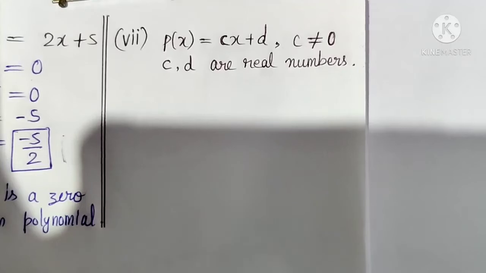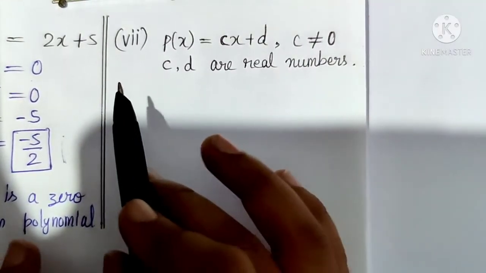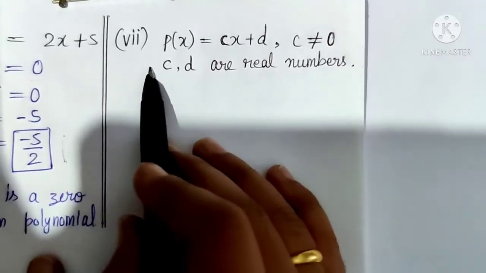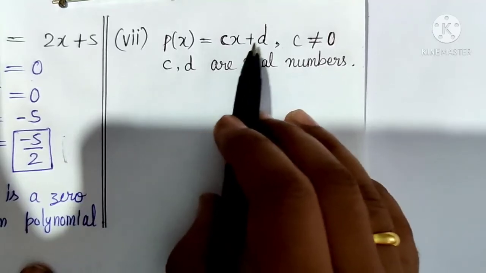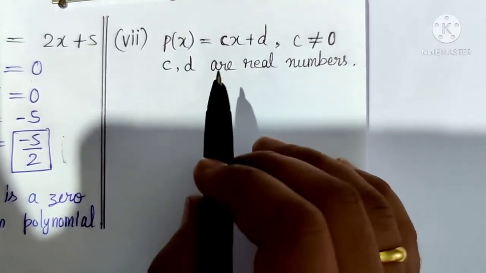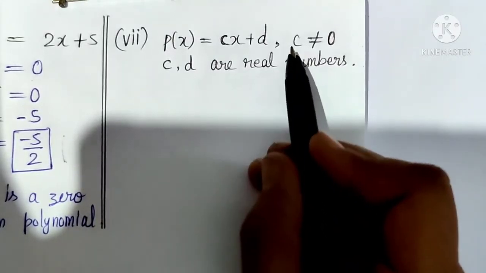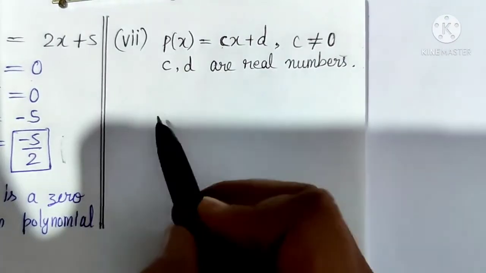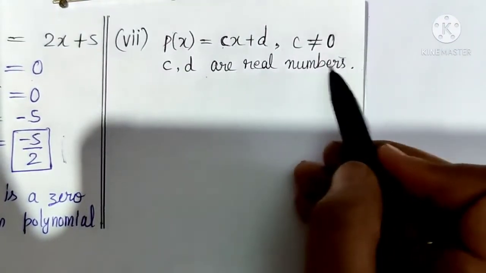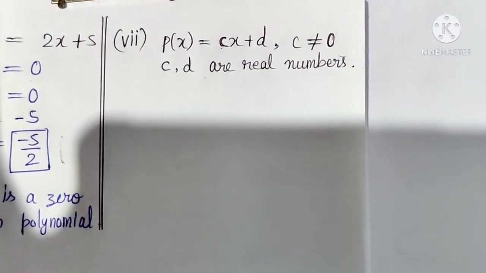Clear? Now the fourth, fifth and sixth parts you will do by yourself only. I am moving towards the seventh part, the last part of this question, where it is given that p(x) equals cx plus d, and then, to create confusion in the student's mind, they have given that c is not equal to 0. Okay, no problem. They are saying c and d are real numbers. Just these lines are given to create confusion in the student's mind.